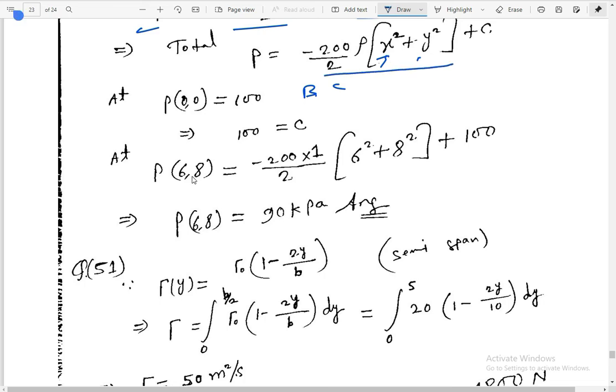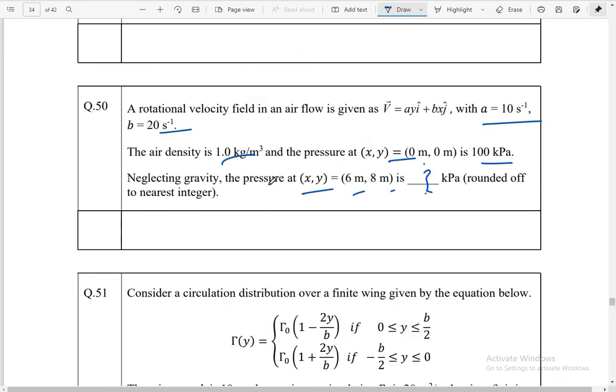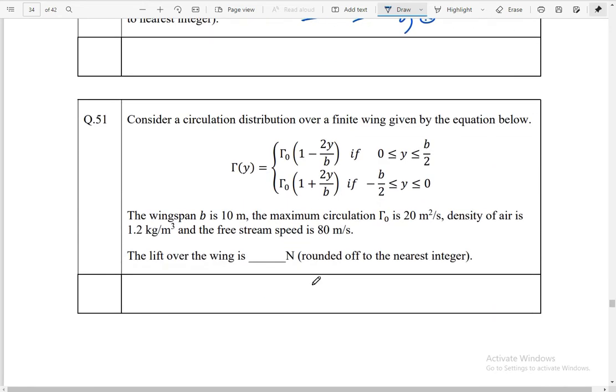If we apply 6, 8, x, y, density is constant, that is density is given 1 in the question. So c is equal to 100 we just got. So finally pressure at 6, 8 is equal to 90 kilopascal. Okay, here is 90. So we can see the question number 51.